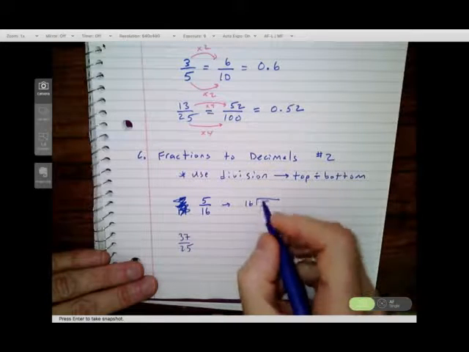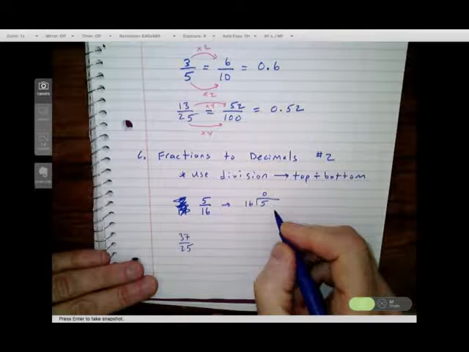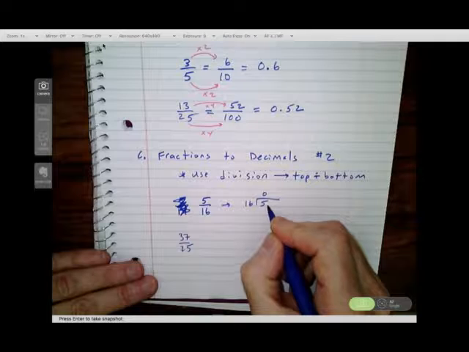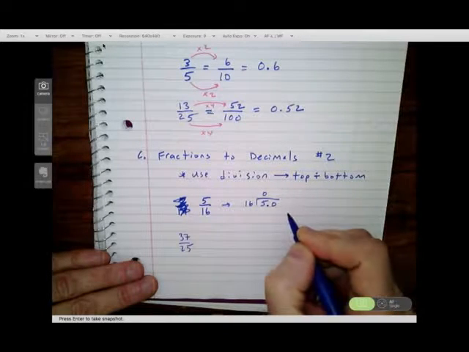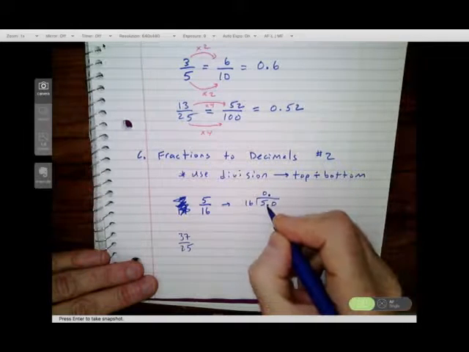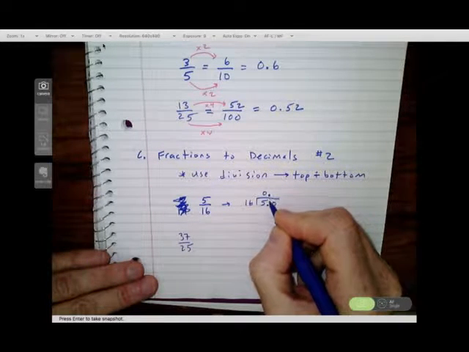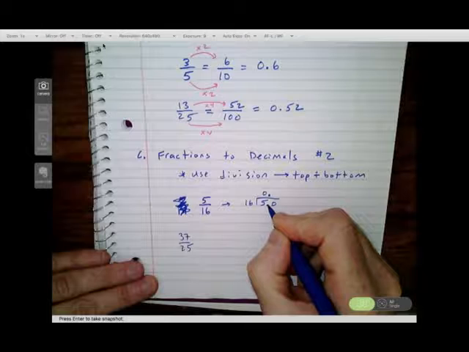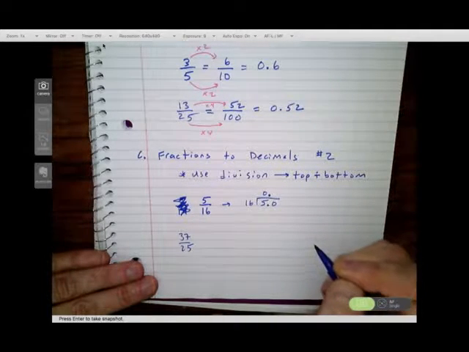Well, 16 does not go into 5. That's a 0. So what we need to do is add a decimal. I'm going to put the decimal in after the 5 and add a 0. And then I swing the decimal straight up into my answer. If you haven't done these in a while and you don't remember, you put the decimal underneath the division symbol and then straight up above it into the answer.